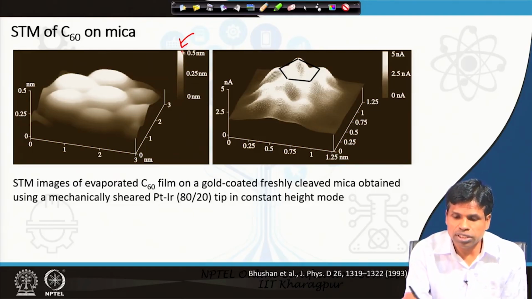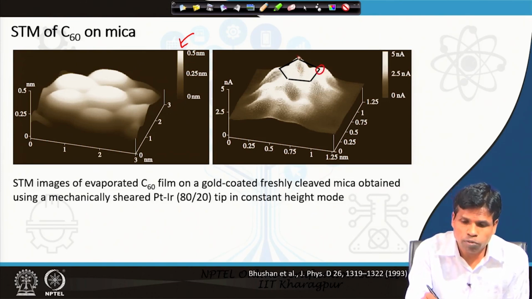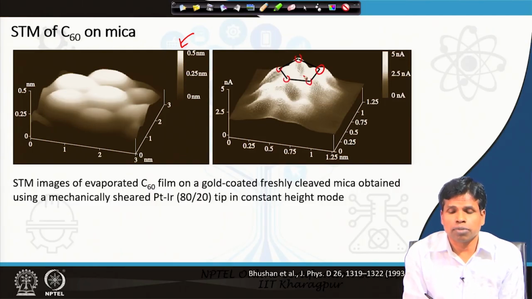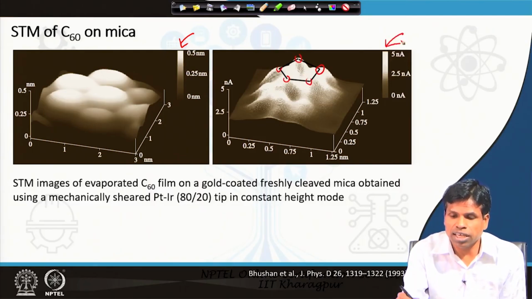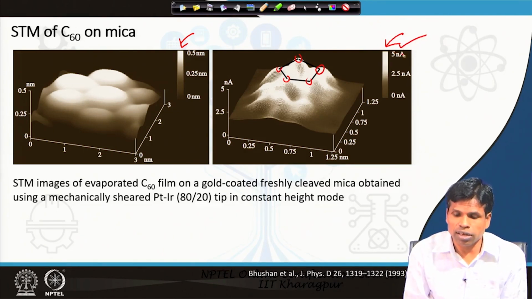And on the right side, you see the positions of the atoms where the carbon atoms are present. For example, a carbon atom is present here, it is brighter here, here brighter, here brighter, and one can determine the position of the carbon atoms from the current graph. And this is the current scale. Wherever the atom is present, you see the brightness level is higher because of the larger current measured by the tip in the STM.